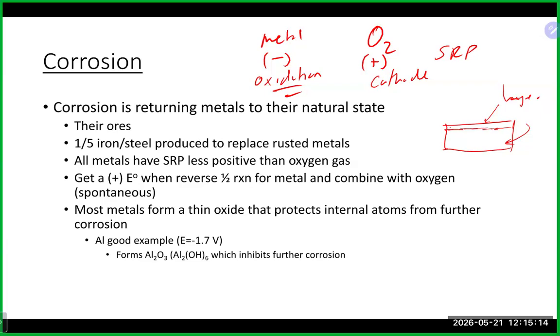Aluminum is an example of that. It forms this aluminum oxide layer that does protect the rest of the metal from further corrosion.